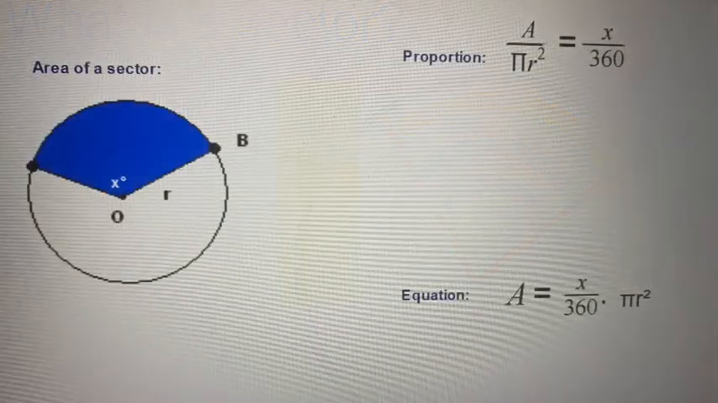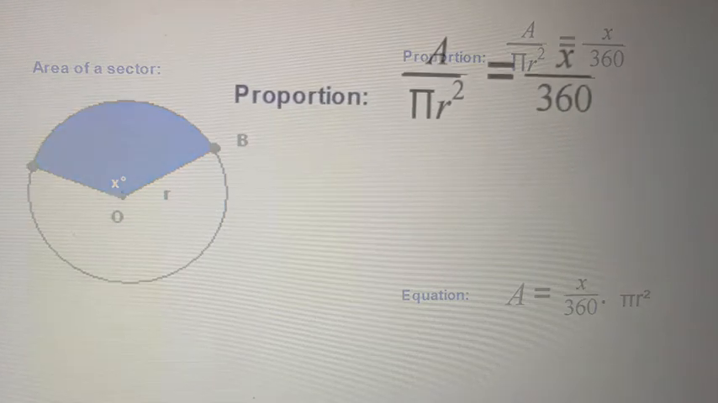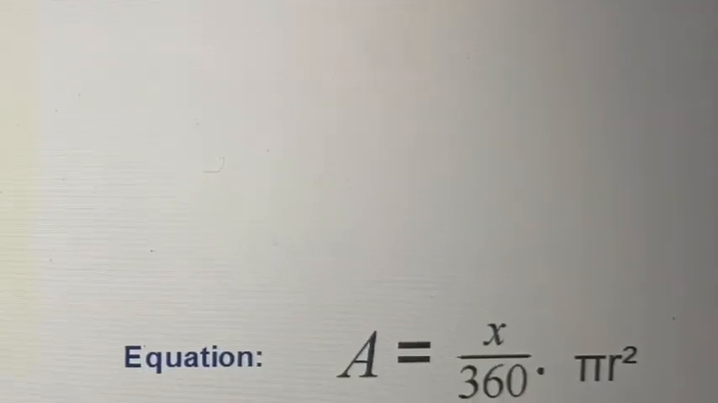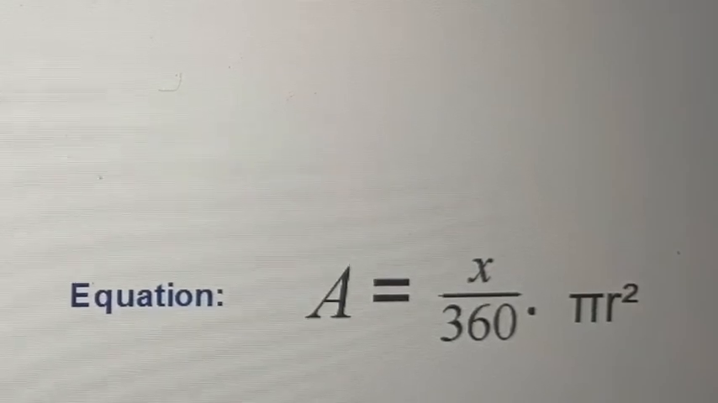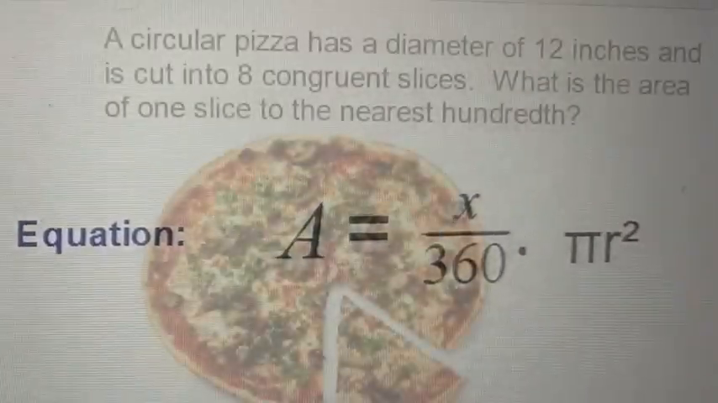Let's look at this circle. This blue section is a sector of the circle, and the area of the sector is proportional to the area of the circle. This ratio is equal to the ratio of the degree measure of the intercepted arc to 360 degrees. There's the proportion, and when I solve the equation for A, that's the same equation.